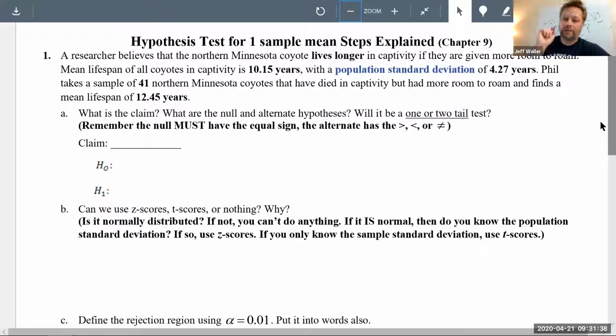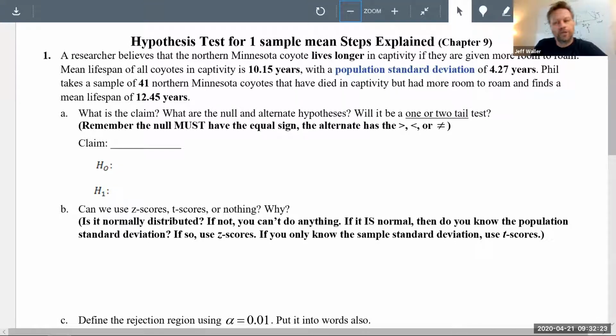A researcher believes that coyotes live longer if they're given more room to roam. So his claim is that these coyotes live longer than 10.15 years, right? So in English, I'll type it in the chat. In English, the claim is these coyotes live longer than 10.15 years if given more room to roam. There you go. All right, is everybody with me? You actually don't have to write that somewhere, but it's not a bad idea.